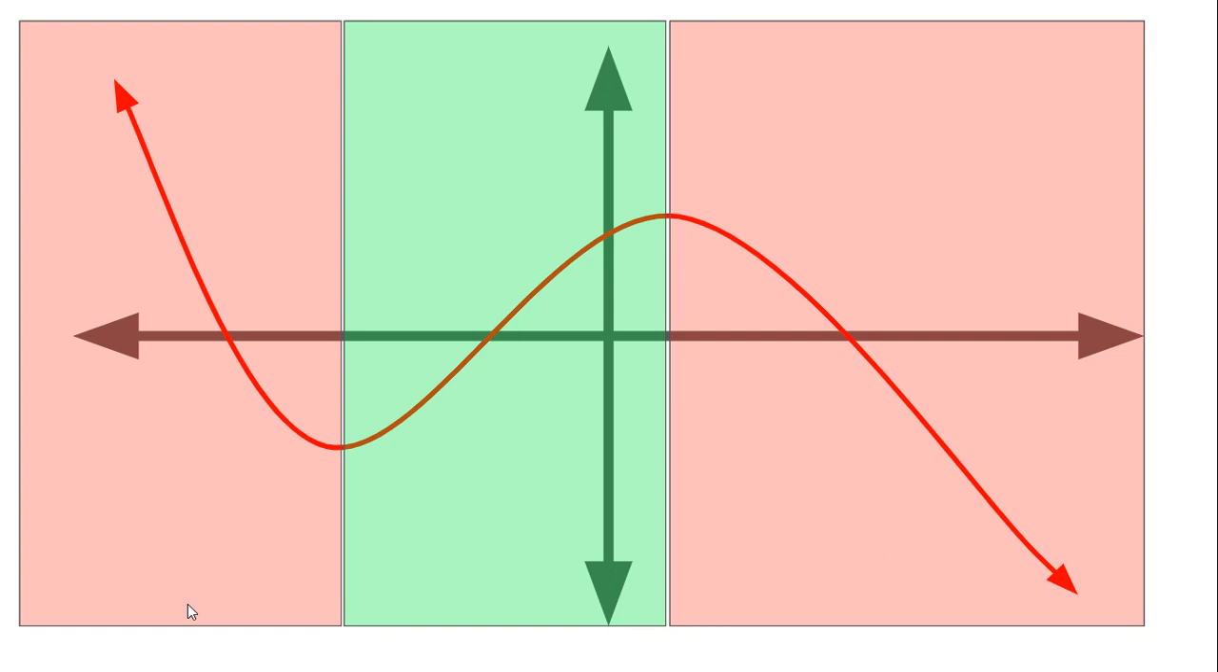The easiest way to tell when it is increasing and decreasing is just by tracing that polynomial with your finger. When does my finger go up? When does my finger go down? And you want to make sure you trace from left to right.